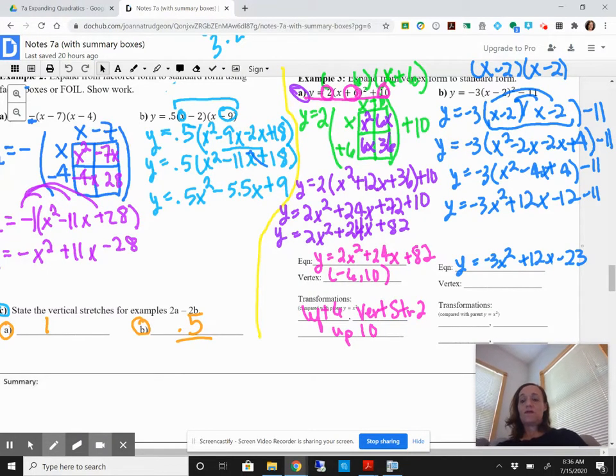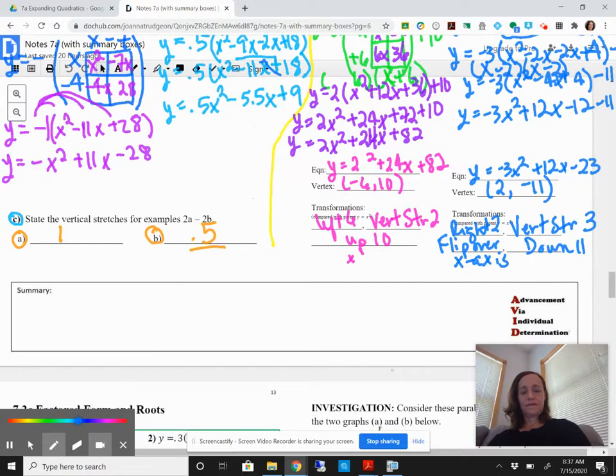Okay, the vertex and the transformations you should be able to do on your own. All right, take a look at your answers. The vertex should be 2, negative 11. And then it means it went right 2, vertical stretch of 3, flipped over the x-axis, and down 11. So actually 4 different things. All right, that's this lesson.